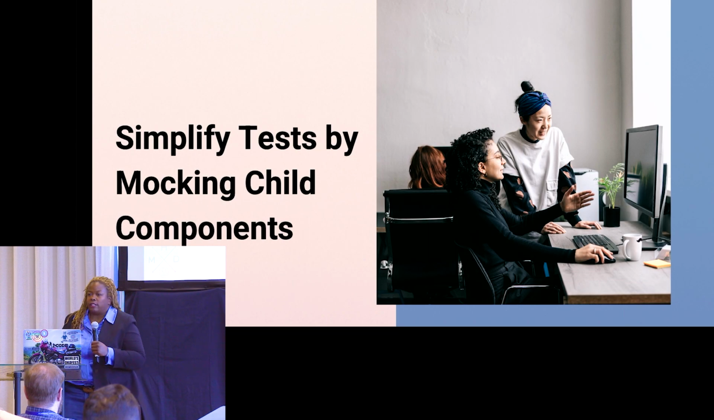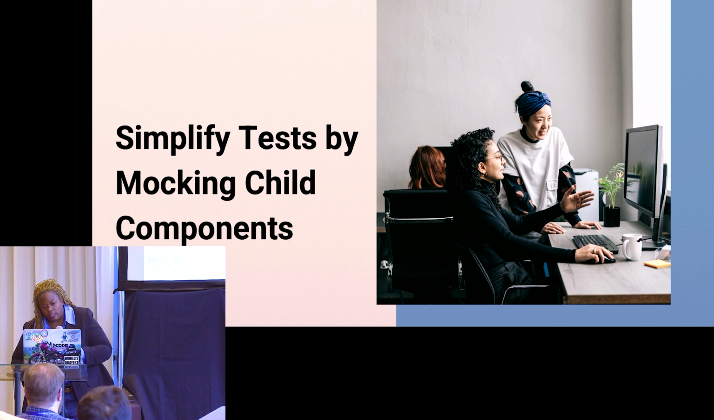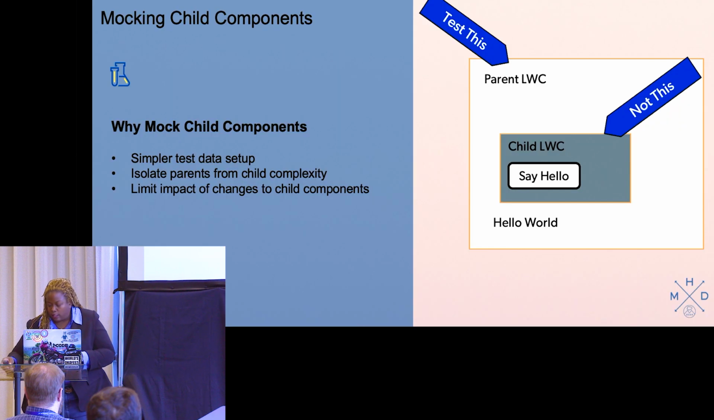Shawn mentioned one of the ways that you can make your tests easier to maintain, writing good Jest tests, is using mocking to mock your child components when you've got nested Lightning Web Components. But before I get into the demo with this, I do want to talk a little bit about the word mocking. We've mentioned it a few times, and if you've not done a lot of test automation, you may not know what we're talking about.